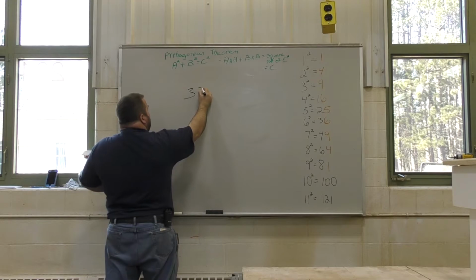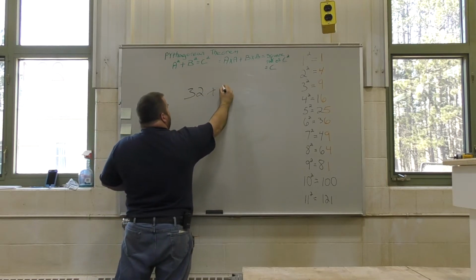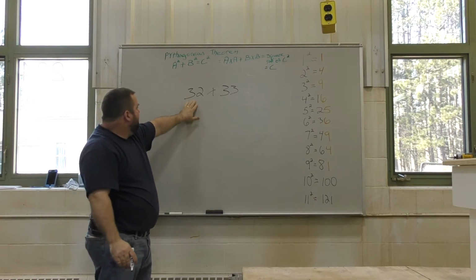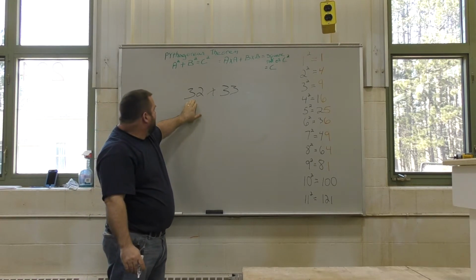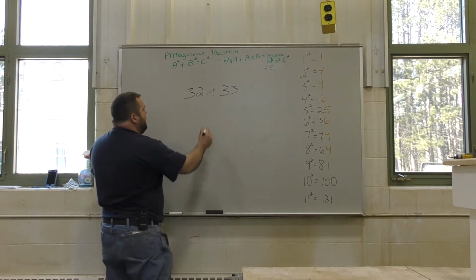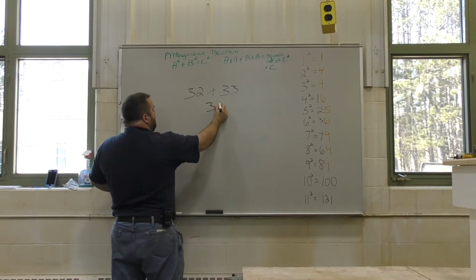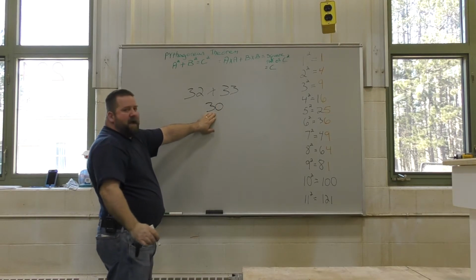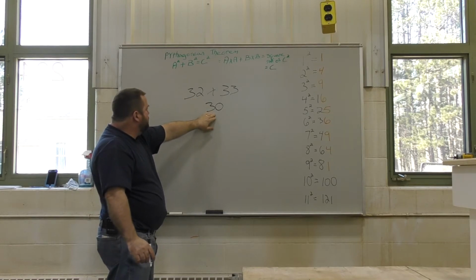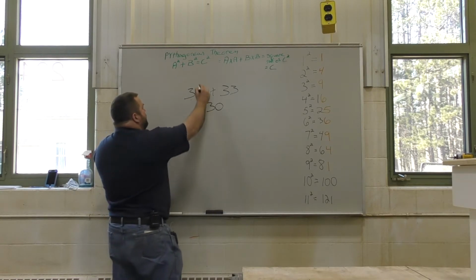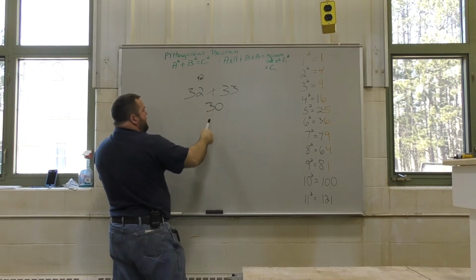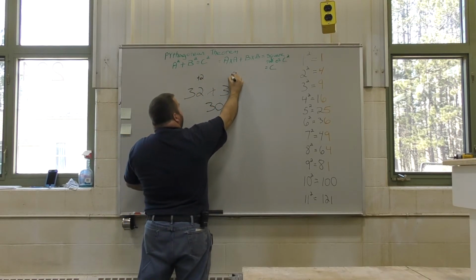So let's go 32 times 33. Okay? Same thing. This is a 30s unit. This is the 30s unit. So we're going to use a base number of 30. So our base number now is 30. So that's important to remember. 32 is 2 greater than 30. So write that up here. It's 2 greater. 33 is 3 greater than 30.